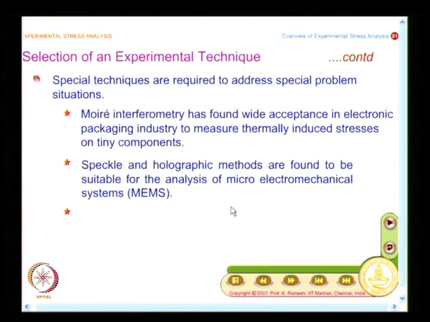And we have seen that for MEMS applications, speckle and holographic methods are ideally suitable. We have seen a MEMS sensor and how the speckle method could be employed, and we also saw in one of the references they used the holographic method to study a micro gear rotating at 3,60,000 RPM. So for MEMS applications, if you have the need, then you think of either speckle or holographic methods.